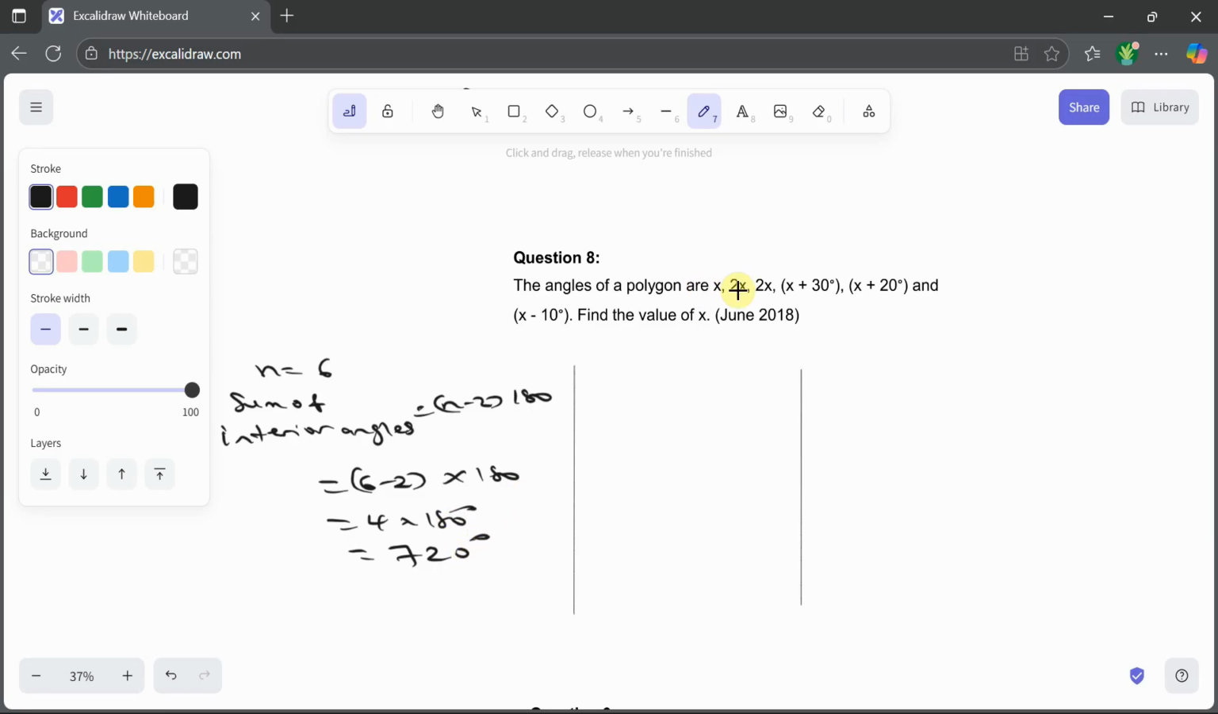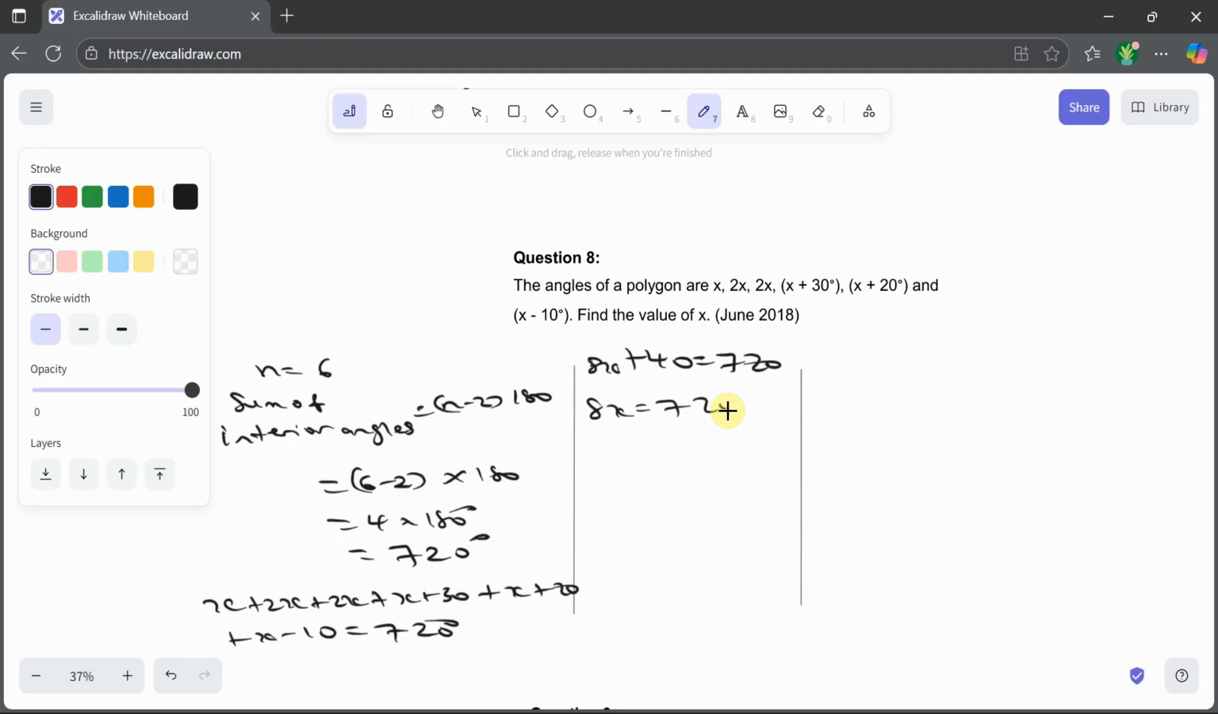So we can now sum and say x plus 2x plus 2x plus x plus 30 plus x plus 20 plus x minus 10 is equal to 720 degrees, right? So x plus 2x, that's 3x, plus 2x, that's 5x, plus x, that's 6x, plus x, that's 7x, plus x, that's 8x. And we have 30 plus 20, that's 50, minus 10, that is 40, is equal to 720. And 8x is equal to 720 minus 40, and that will give me 680.